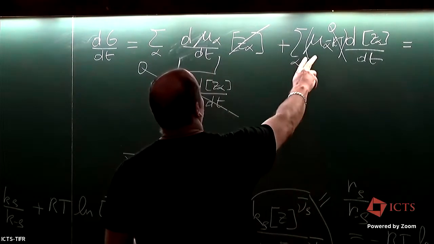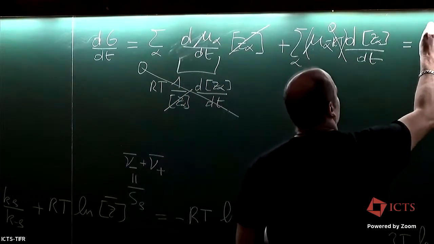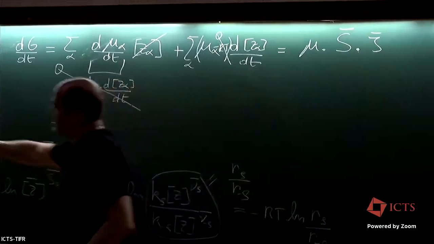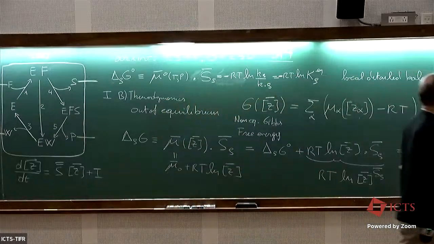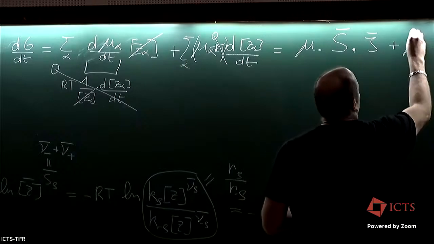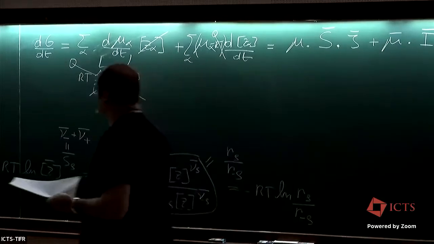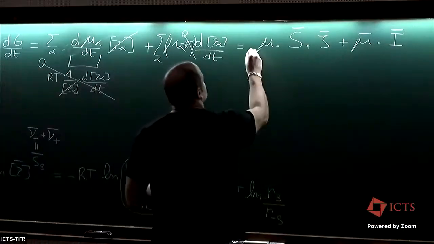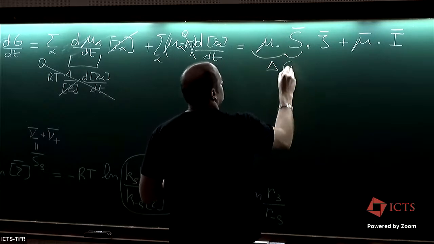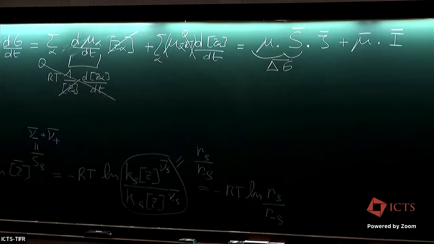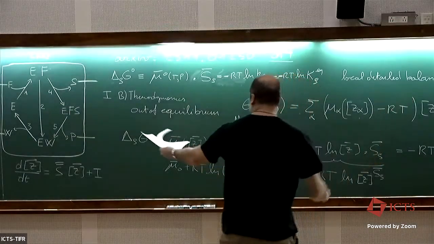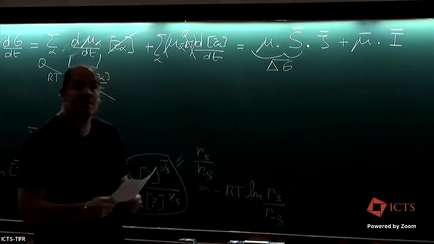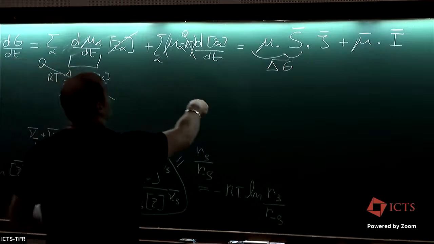So now the only term left is mu alpha times the derivative of the concentration, which I'm going to replace by the stoichiometric matrix acting on the flux, because you remember this is our starting dynamical equation here, plus mu times I. And this guy here is my delta G. Delta G here is mu times S.